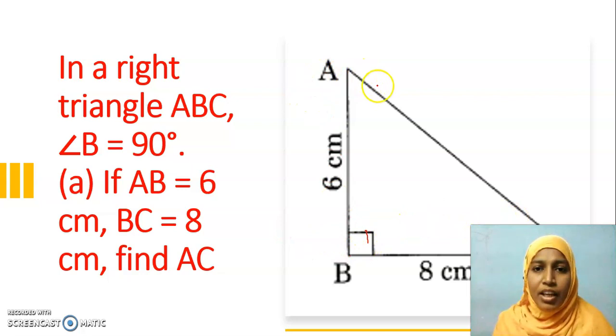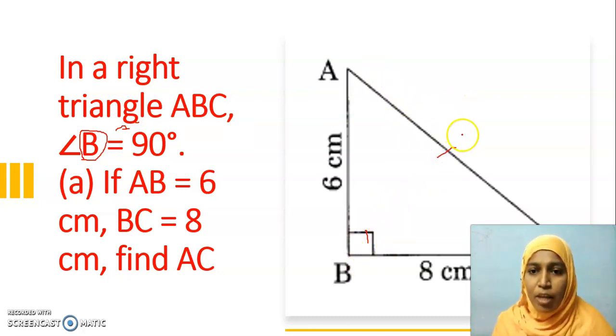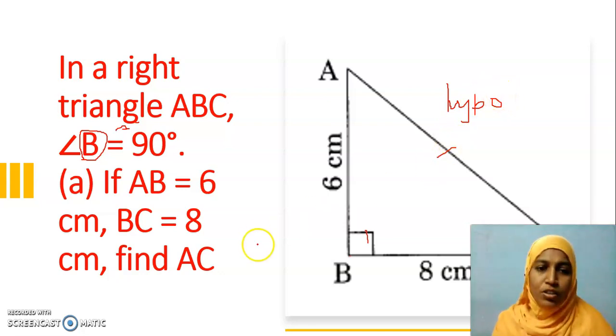I have to find AC. See, angle B is 90 degree. So what will be its opposite side? Surely it will be AC only. So opposite to 90 degree, what is the special name of this longest side? And it will be opposite to 90 degree only. What is the name of this side? Very good. Hypotenuse. Okay, children.